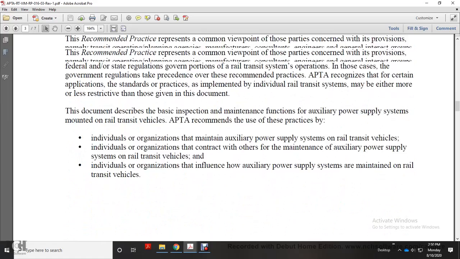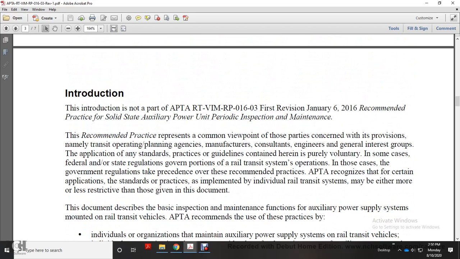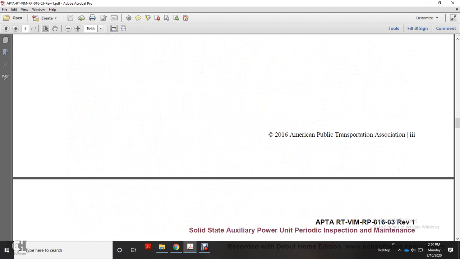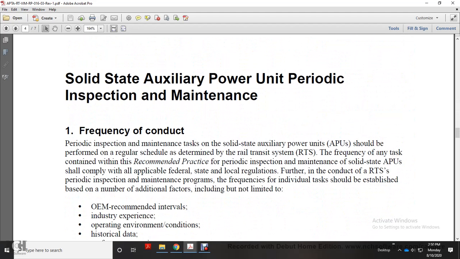And then the introduction is not part of the APTA RT-VIM-RP-016-13 for solid state auxiliary power unit inspection maintenance. Alright, solid state auxiliary power unit periodic inspection maintenance.